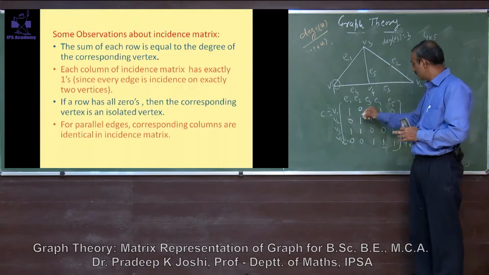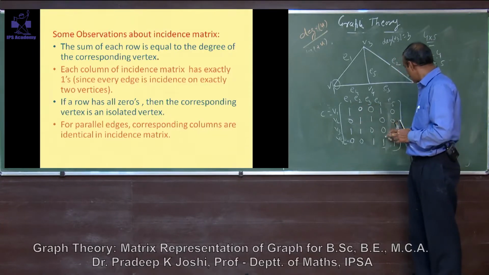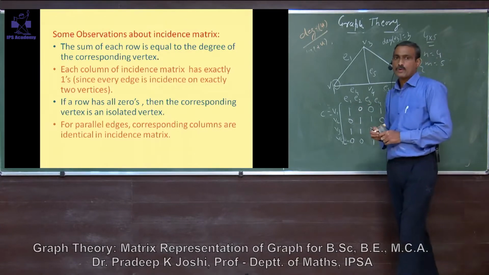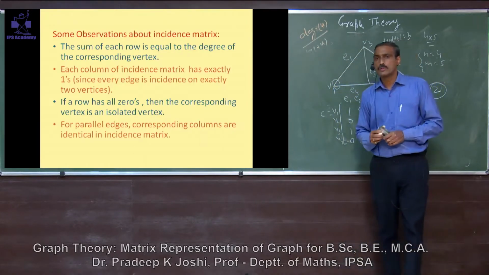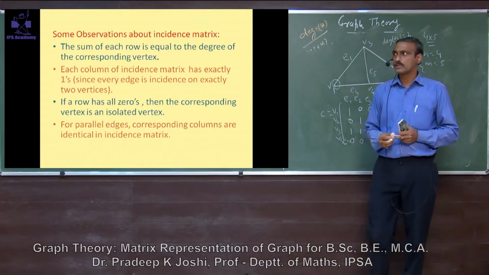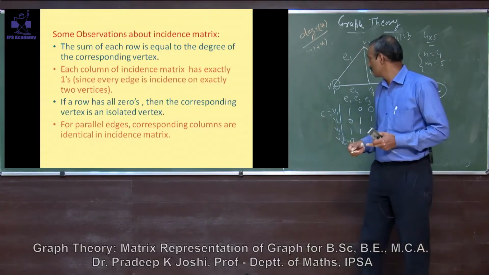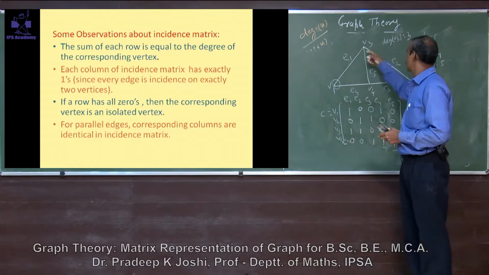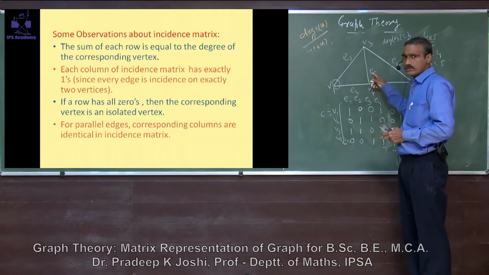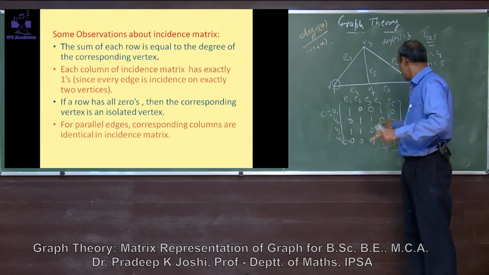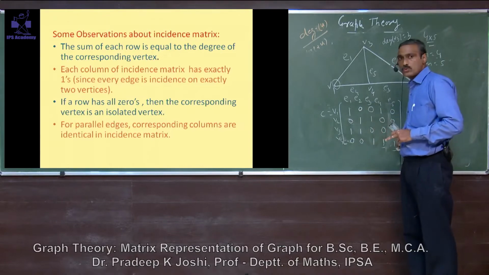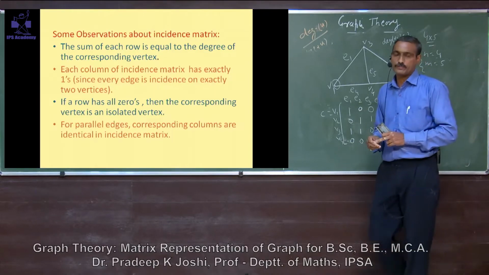Exactly once. Here, if a row has all zeros, then the corresponding vertex is an isolated vertex. So in this graph there is no isolated vertex. All rows have ones at least once, so this is not an isolated vertex.